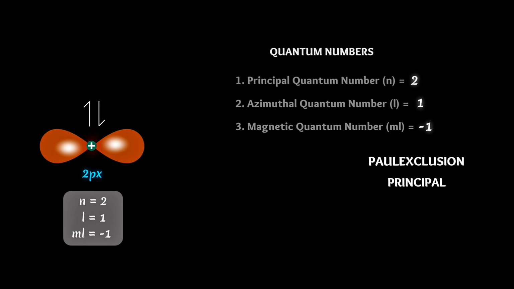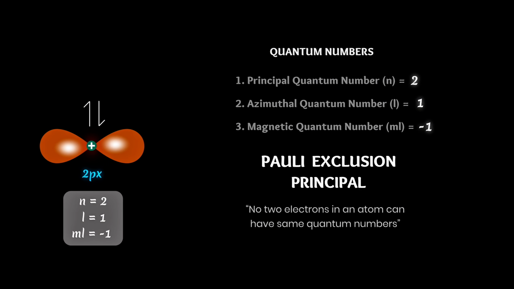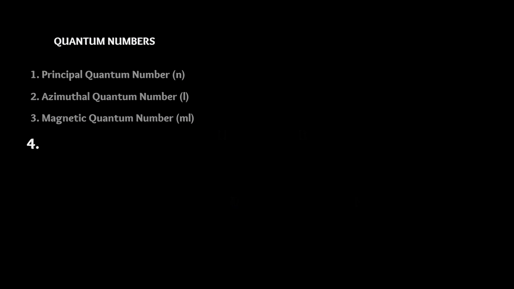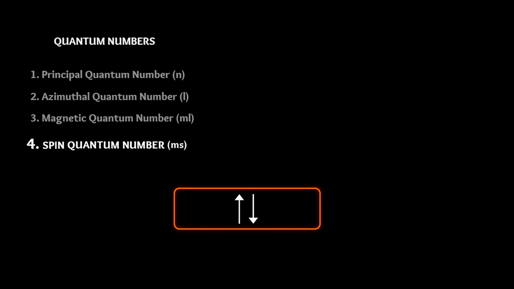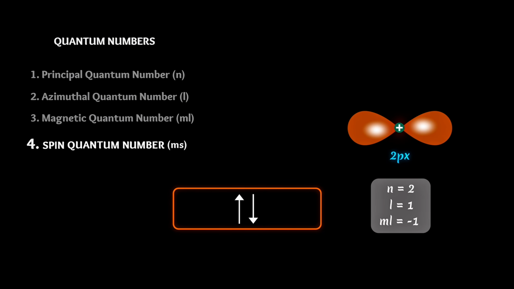But since the Pauli exclusion principle says no 2 electrons can share the same quantum numbers, then how can 2 electrons in a 2px orbital have the same set of quantum numbers? This is where the 4th quantum number comes into play. The spin quantum number, denoted by ms. In any orbital, 2 electrons must have opposite spins. That means the 2 electrons in the same orbital will differ only in their spin. One electron has a spin quantum number of +½ and the other has -½. Since each orbital can hold only 2 electrons, these are the only 2 possible spin states.